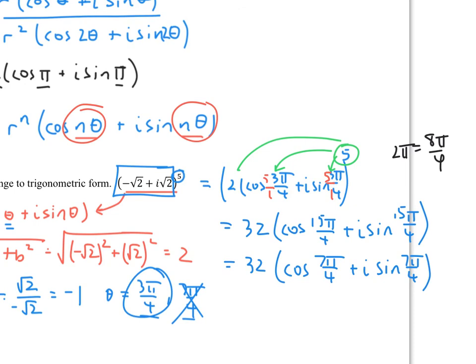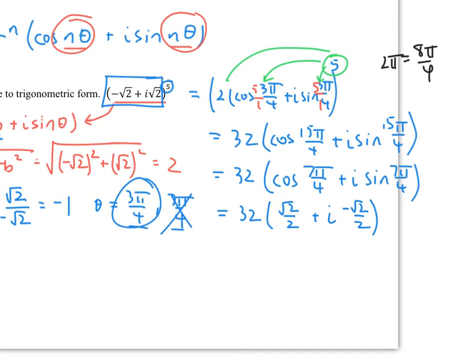From here, I just need to know what cosine of 7 pi over 4 is. Looking on your unit circle, we got root 2 over 2. And sine of 7 pi over 4, hopefully you got negative root 2 over 2. Good. The last thing I have to do is distribute the 32. 32 divided by 2 is 16, so I get 16 root 2. 32 divided by 2 again gives me minus 16i root 2.